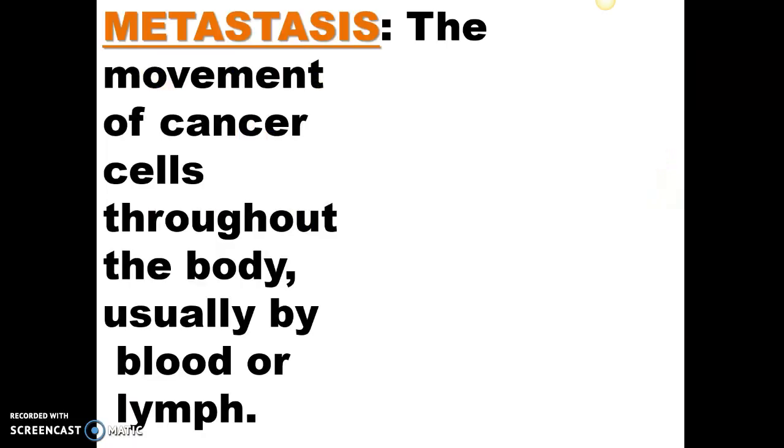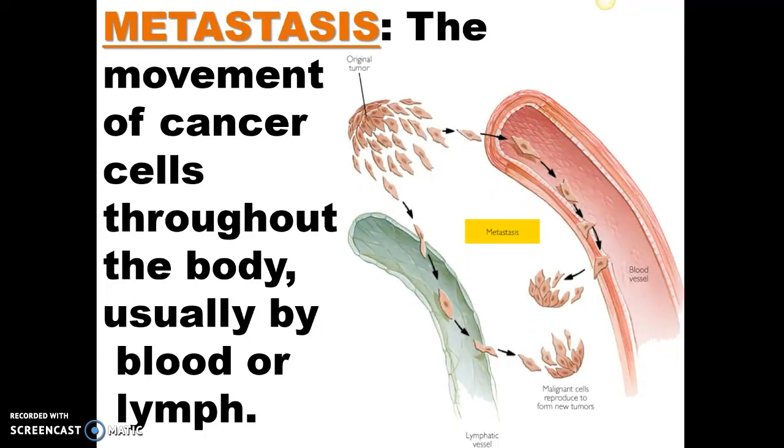Metastasis, or to metastasize, is the movement of cancer cells throughout the body, most often by the blood or the lymph tissue, or both. So one cancer cell breaks off and it travels through the blood or the lymph and it metastasizes. Metastasize is a verb, I guess, meaning to travel from a cancer cell, from a tumor, to form its own cancer.